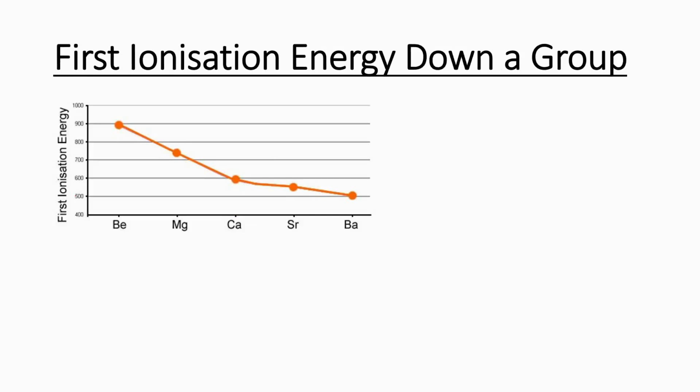So here we've got the first ionization energy down a group. And as we have seen before, we see a general decrease in the first ionization energy. Now here the decrease is more rapid, a steeper gradient. Here it's less rapid, but there's still a decrease. We just need to talk about, in general, that there's a decrease in first ionization energy down a group. We don't need to talk about it in this much detail, but we need to be aware that the rate of decrease can change.